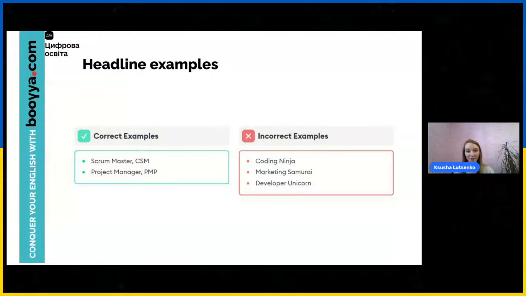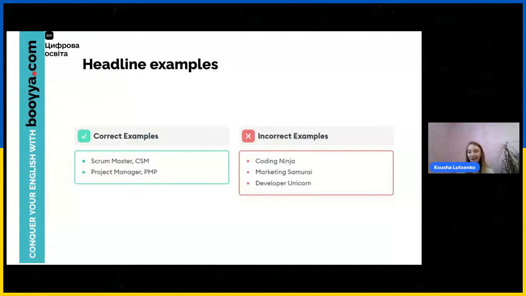Incorrect examples are Coding Ninja, Marketing Samurai, or Developer Unicorn. Well, nobody searches for people like that. Even though your IT company might be really modern and progressive and create some cool team builders, they wouldn't look for you by typing Marketing Samurai in their search.